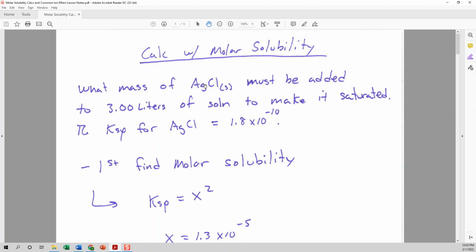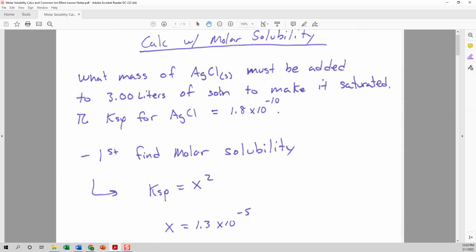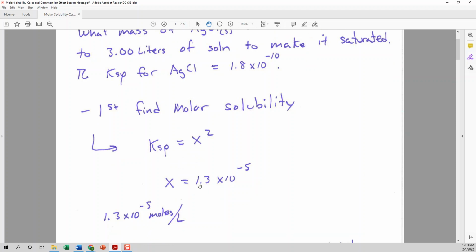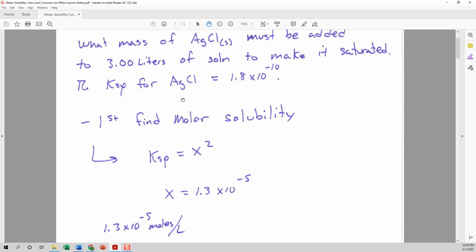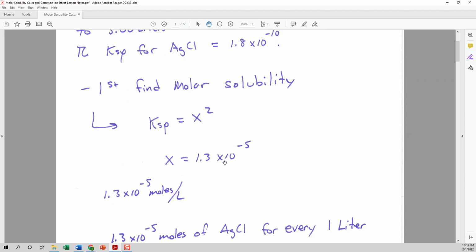And again, if we know how many moles of a compound we need per liter, then it's an easy conversion to get grams per liter, because we can calculate the molar mass of the compound. So it's not a hard calculation. We just have to know what we're looking for. We're given KSP, we know the ratio is 1 to 1, so we can go to the KSP shortcut and solve for X. We plug this value in for the KSP and set it equal to X squared because it's a 1 to 1 ratio. And when we solve for X, this is the number we get.